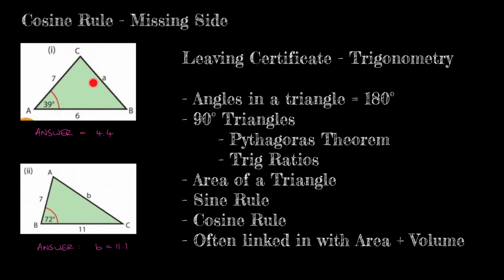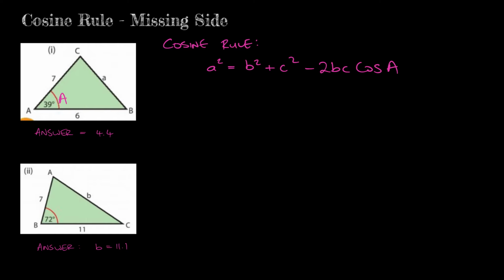So we always start by labeling the angle. In this case, the angle is going to be capital A, and lowercase a is going to be directly opposite it. This one here is a, which is already given, you could say. And b and c are the other two sides. It doesn't matter what way you label them, so I'm just going to label this one b and this one c.